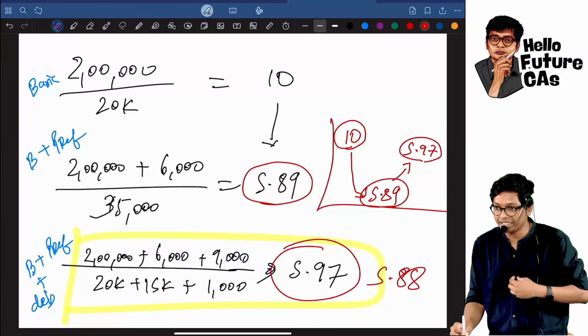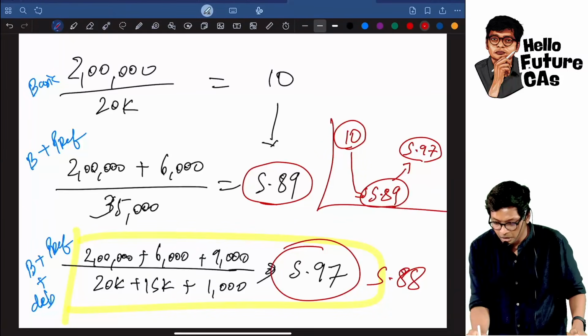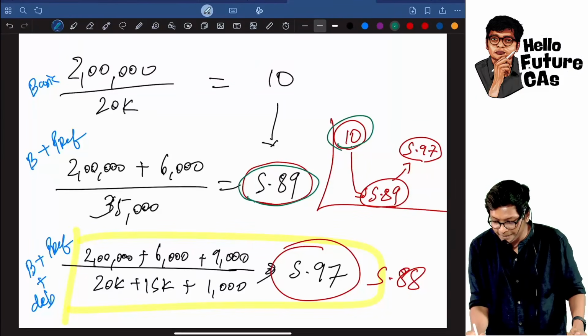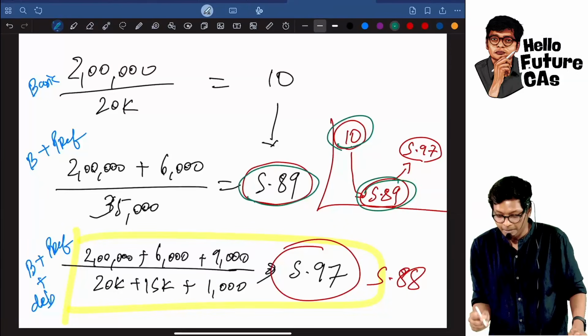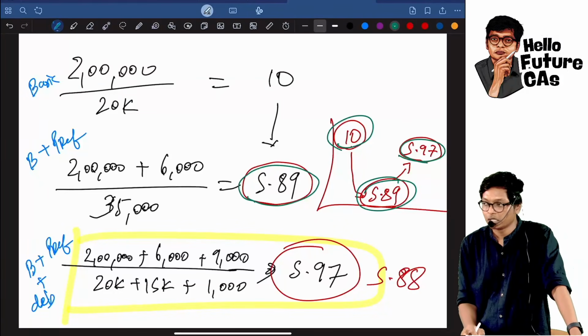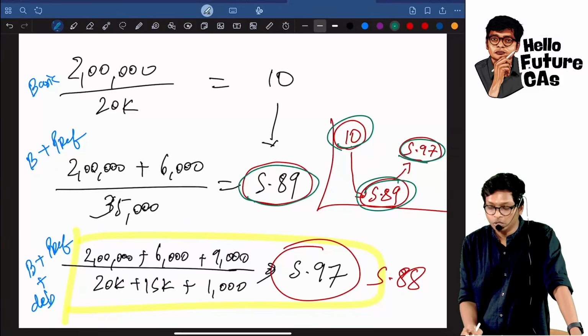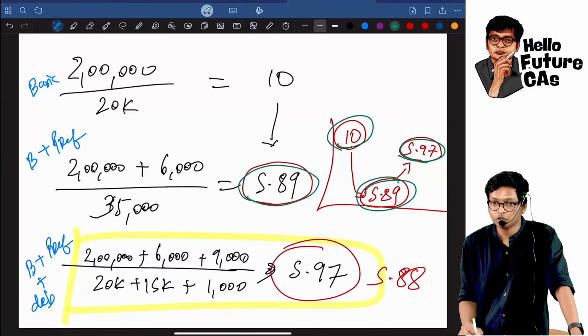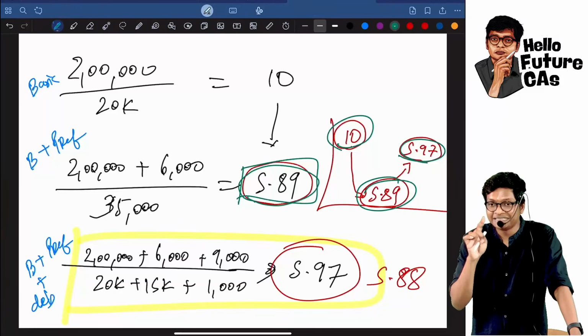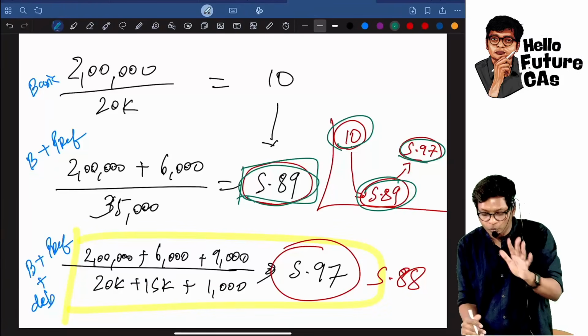Are you understanding? So what is happening here? After you add preference, there is a dilution. 10 became 5.89, but after you add debentures, it's increasing. Are you following? So you should not add debentures. You should stop the sum at 5.89 because adding debentures is anti-dilutive. Let me prove it to you here.